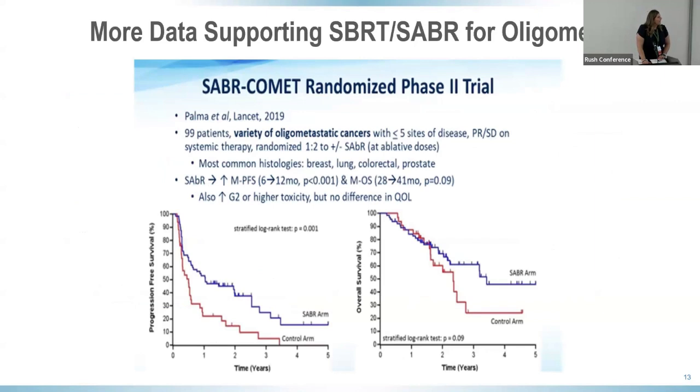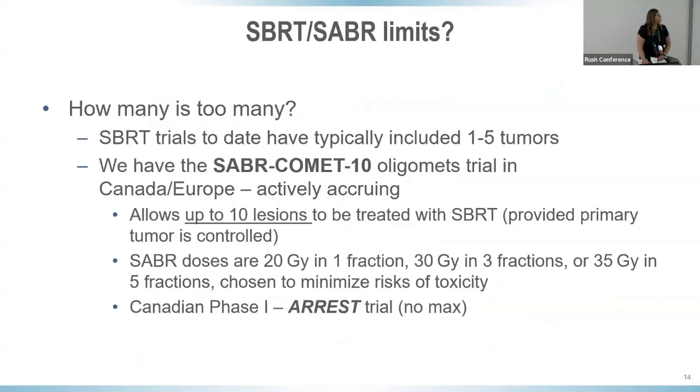Another trial, the SABR-COMET, was also a randomized phase 2 trial that looked at a variety of oligomet patients. And what we see is a progression-free survival increase from 6 to 12 months and an overall survival from 28 to 41 months. We also saw that there wasn't a difference in the quality of life in this trial as well. So patients tolerated it well and had good outcomes.